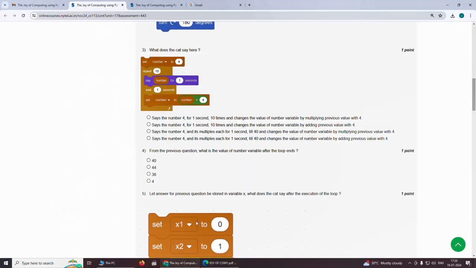Option D. It says the number 4 and its multiples, each for 1 second, till 40, and changes the value of the number variable by adding the previous value with 4.